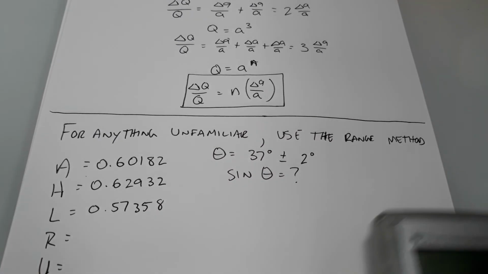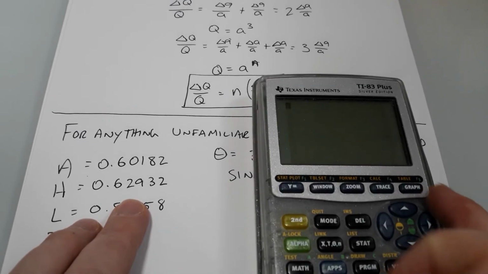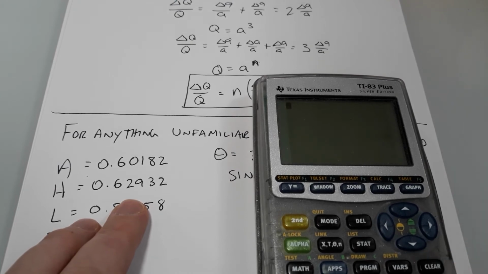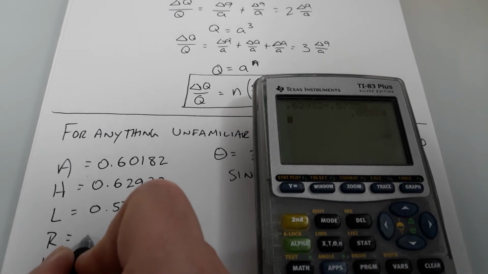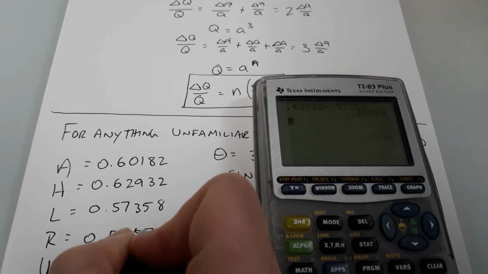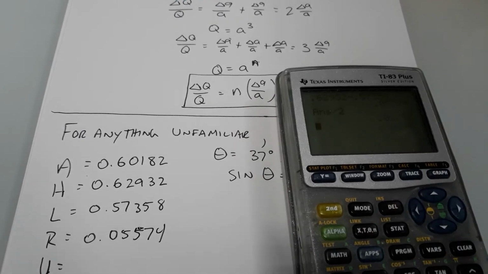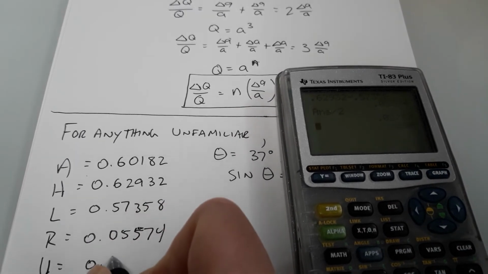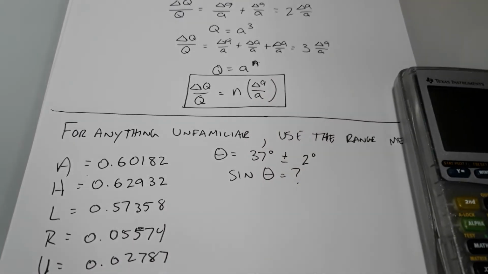So let me go ahead and subtract these two numbers. That's going to be 0.62932 minus 0.57358 equals 0.05574. Okay, then we'll divide that by 2. Divided by 2, and now we've got our uncertainty. That is 0.02787. Okay, so that's all the math is done.